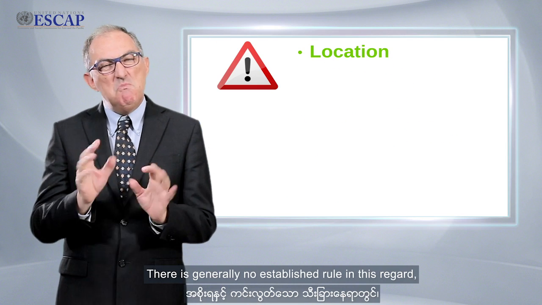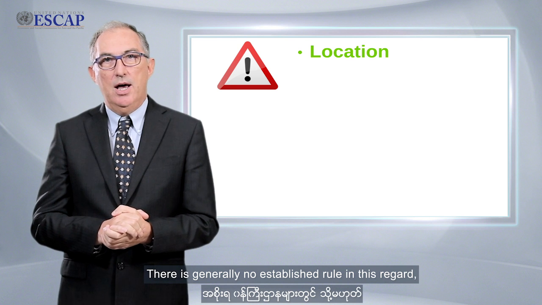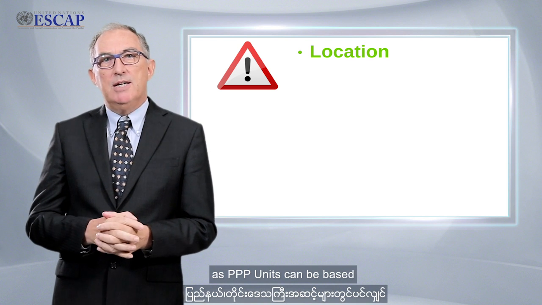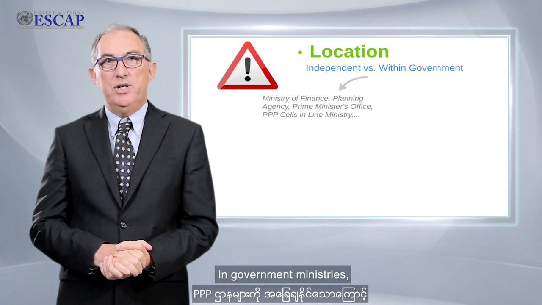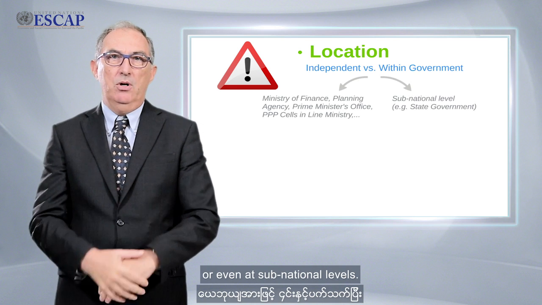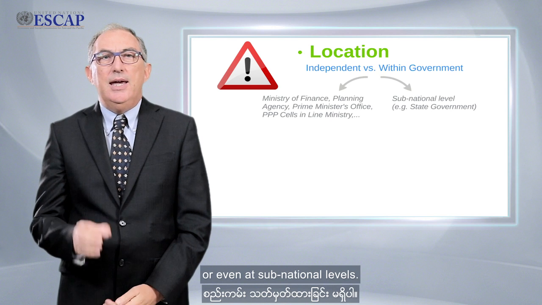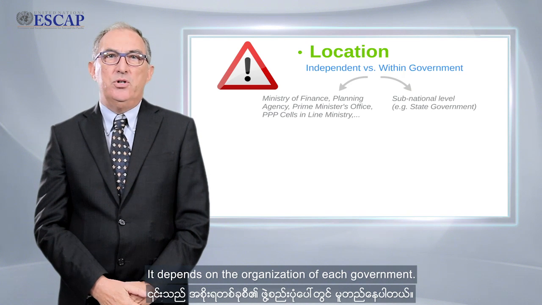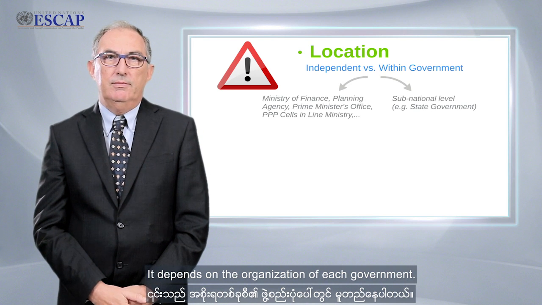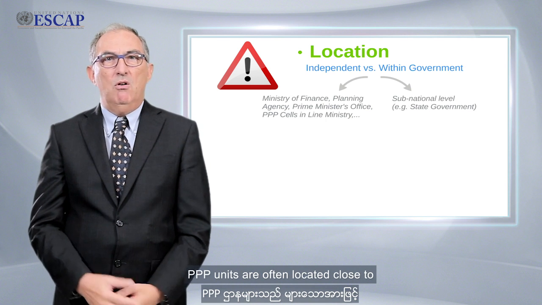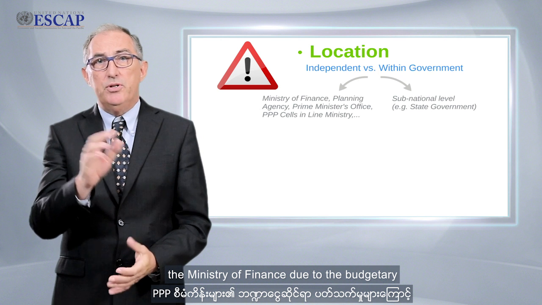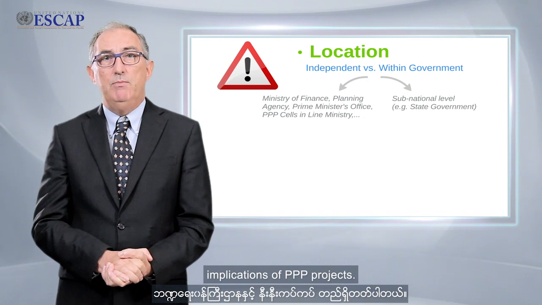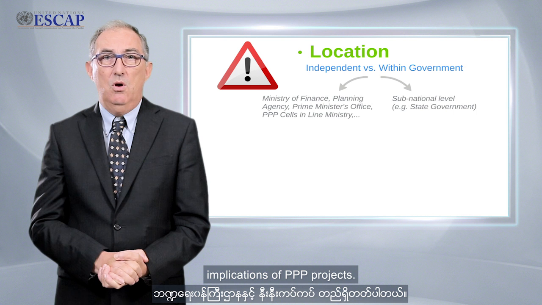There is generally no established rule in this regard, as PPP units can be based independently from the government, in government ministries, or even at the subnational levels. It depends on the organisation of each government. PPP units are often located close to the Ministry of Finance due to the budgetary implications of PPP projects.